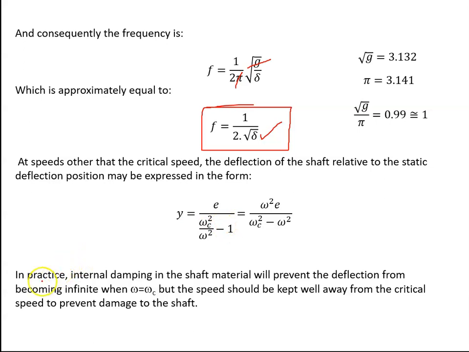So just to reassure you though, if the shaft was to whirl, there will be some damping in the shaft, so it won't actually become infinite. But we should keep the shaft speed well away from the critical speed where we can. So that's an introduction to it, and I hope it becomes more clear when we do a few examples.